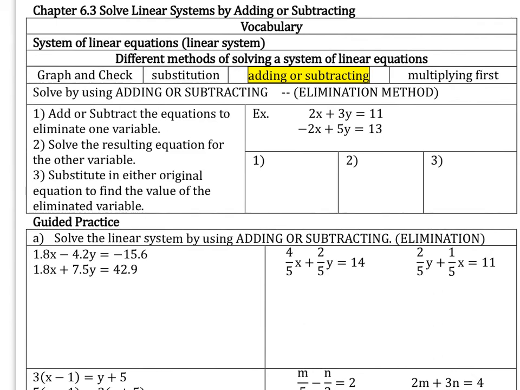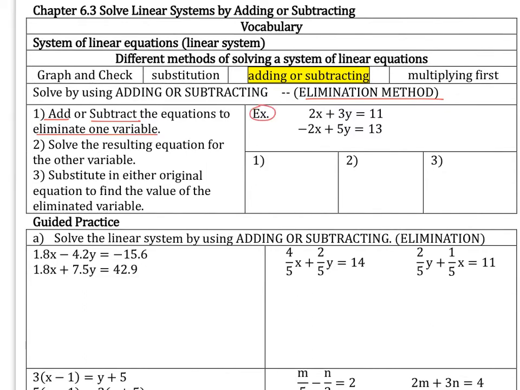6.3. Solve linear systems by adding or subtracting. In this lesson, I'm going to show you how to use adding or subtracting to solve linear systems. You can also call this method the elimination method. The first thing you do is to add or subtract the equations to eliminate one variable. So I'm going to show you this example right now.